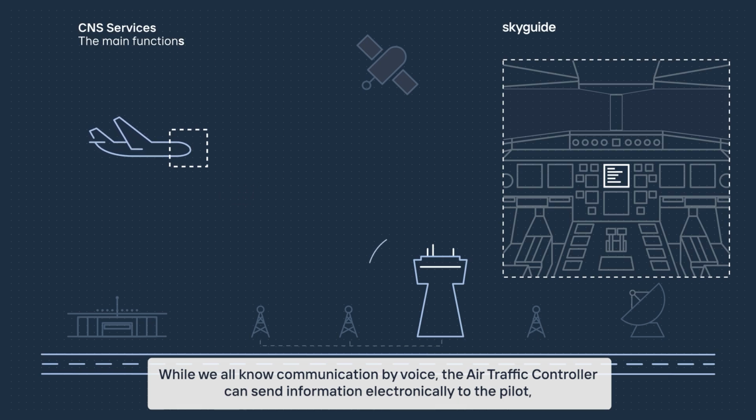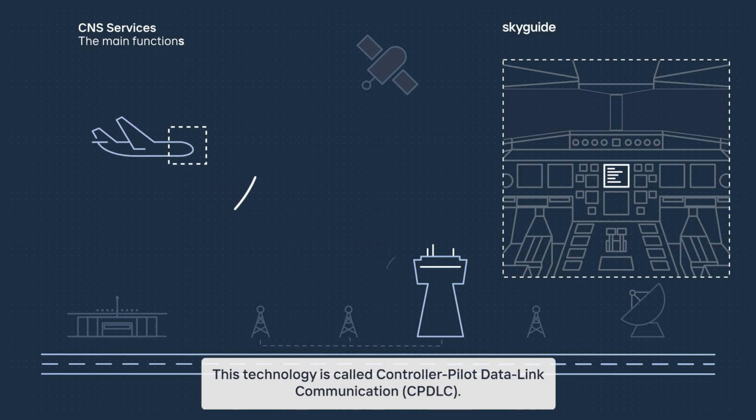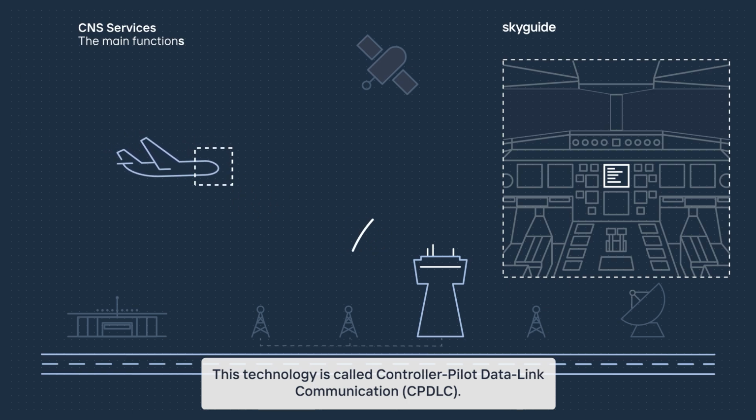While we all know communication by voice, the air traffic controller can send information electronically to the pilot, which can save time and avoid misunderstandings. This technology is called Controller-Pilot Data Link Communication, CPDLC.